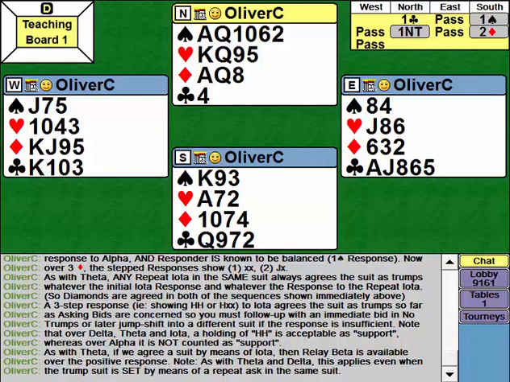Okay, so here we've got a low-level beta, followed by a two-diamond response, and then two spades. If the positive response hadn't been one spade, then the two spades would be theta. But because responder has shown a balanced hand by bidding one spade, two spades is iota, because any bid that would otherwise be theta is immediately converted to iota if responder is known to have a balanced hand.